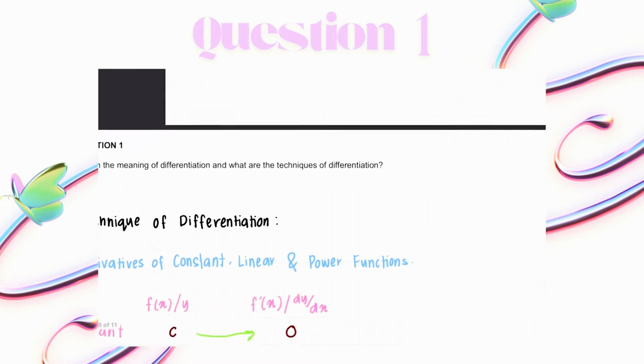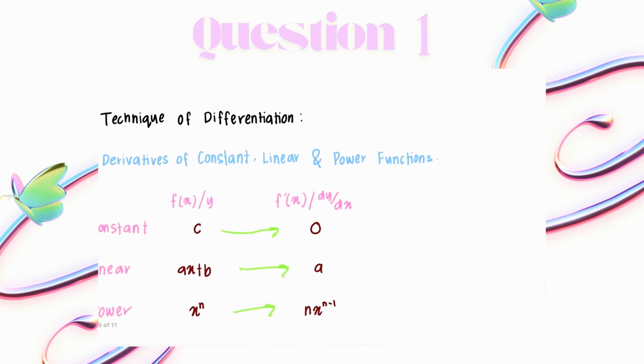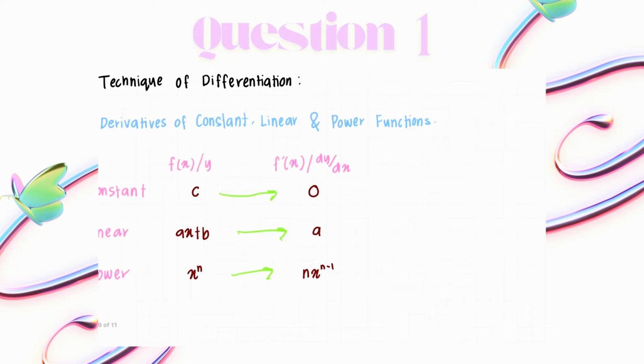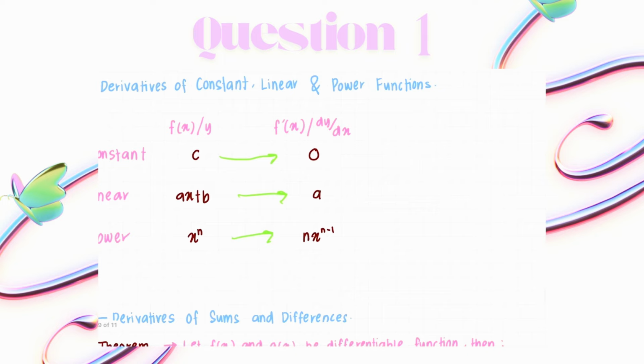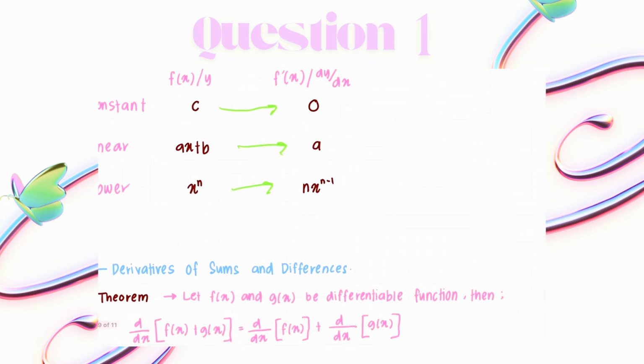So next, what are the techniques of differentiation? First, we have derivative of constant, linear, and power function. These three parts are different functions. So if we differentiate a constant function, we will get 0. If we differentiate a linear function, we will get a. And if we differentiate a power function, we will get nx^(n-1).